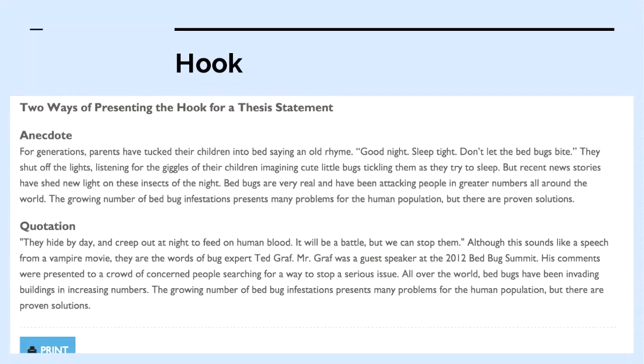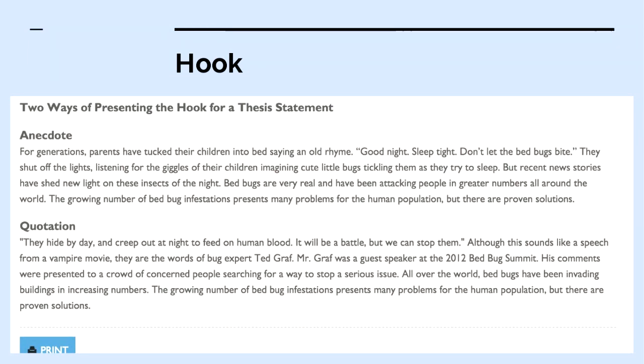So we've kind of talked about theses, and now we know the thesis is the last sentence of our introduction paragraph. But we need something to start with, so we start with hooks. There are 2 ways of presenting the hook for a thesis statement.